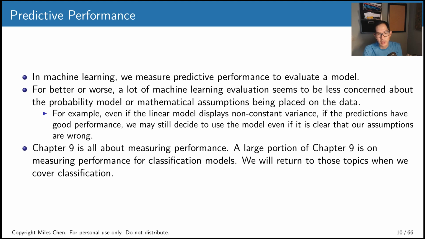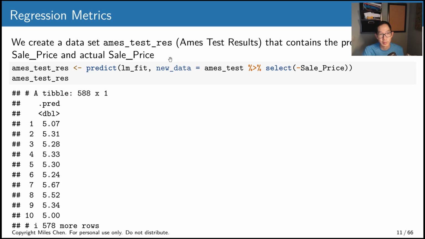And Chapter 9 is all about measuring that performance. A large portion of Chapter 9 is spent on measuring performance for classification models, which is also important, but we'll come back to those when we cover classification. Right now, we're still going to focus on regression.